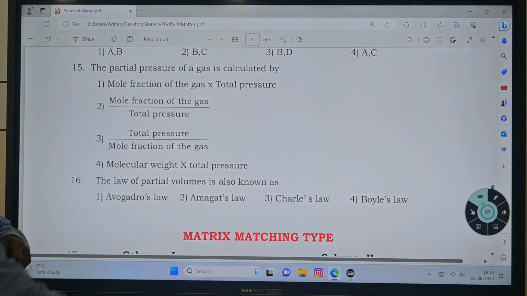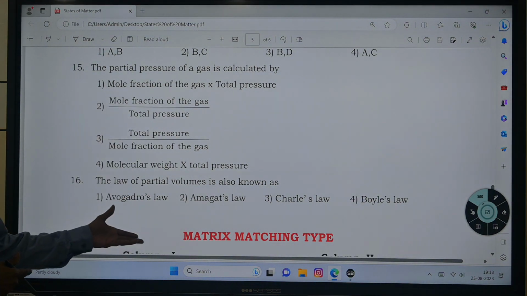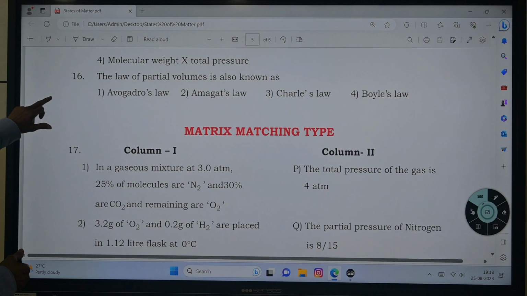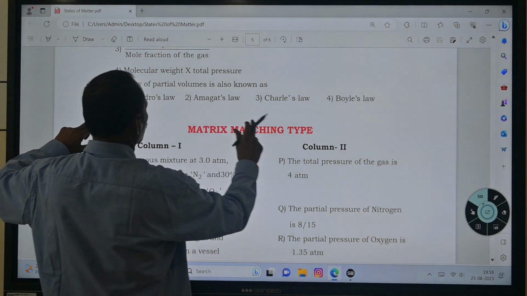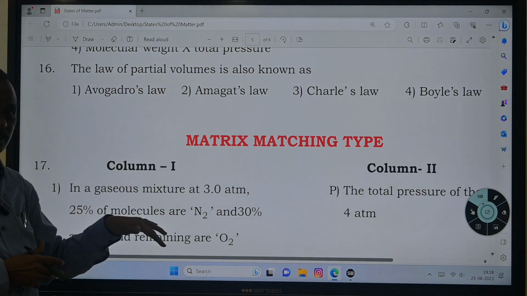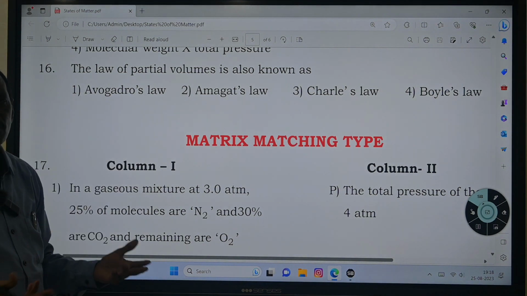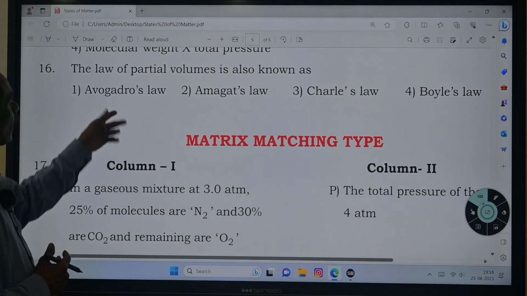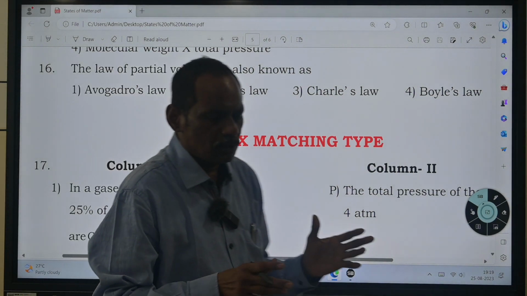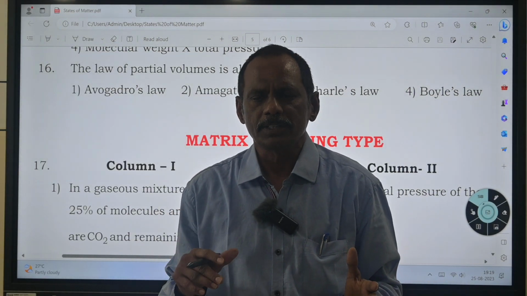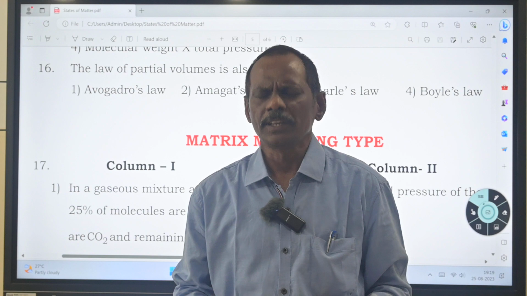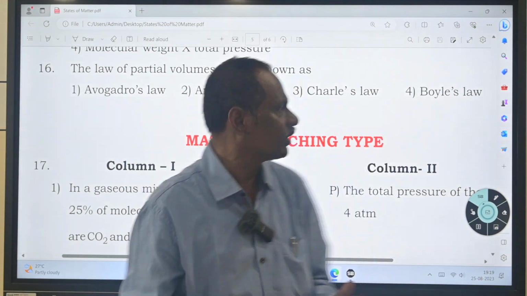Then, the partial pressure of gases can be calculated by a direct formula. You can recognize which formula is the correct one. The law of partial pressures is given by Dalton, which is called Dalton's law of partial pressure. The law of partial volumes is called Amagat's law. The total volume of a gas mixture at constant pressure and temperature is equal to the sum of the partial volumes of all the gases. Similarly, instead of pressure, we use the volume. That is called Amagat's law.